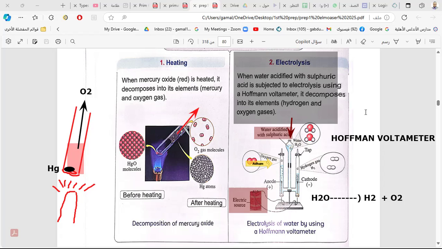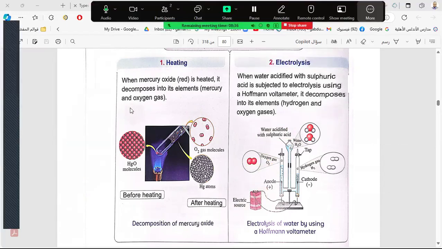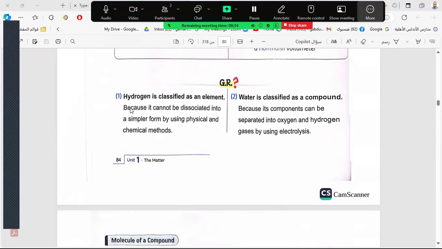After 20 or 30 minutes, we can see bubbles of hydrogen and bubbles of oxygen. The oxygen is separated from the hydrogen. This is the way called electrolysis.